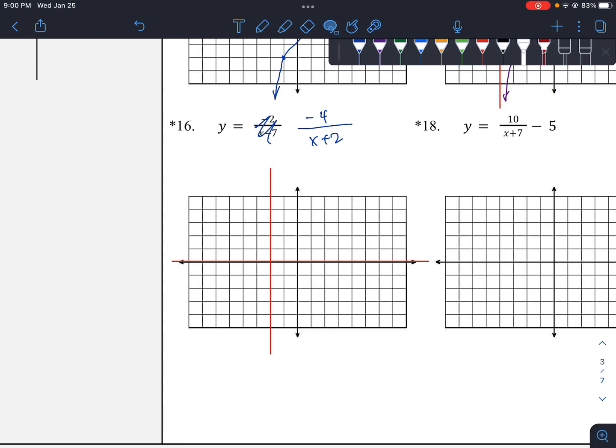Okay, and then I'm going to just think about, well, negative 4 over x. What's that going to be? Well, I know that it's going to be in the top left and bottom right quadrant because it's negative. Okay, and then it's stretched by 4. So 1, 2, 3, 4, and so on. And I can also, again, 4 divided by 2 is 2. So I know that this is going to be left 2, down 2 from here. Left 2, down 2 from there. And there you go.